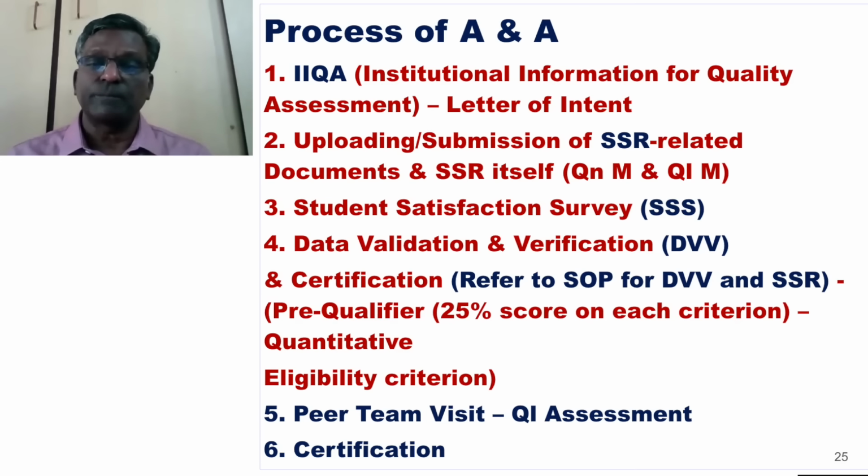Please submit your data. Now what is important is that the student satisfaction survey, the DVV (data validation and verification), and the SSR all happen simultaneously. And in the process of DVV, there is something called a pre-qualifier. In this pre-qualifier, the institution has to score 25% on each criterion, and this applies to quantitative metrics.